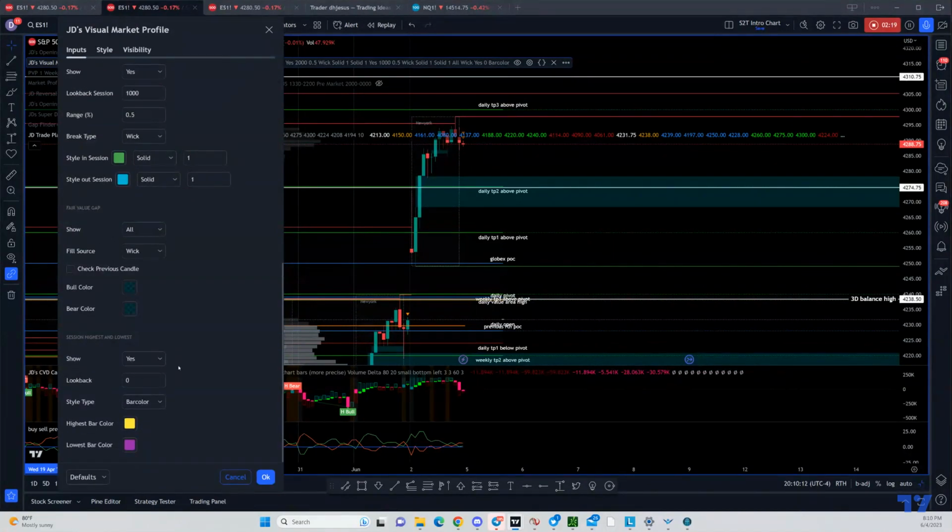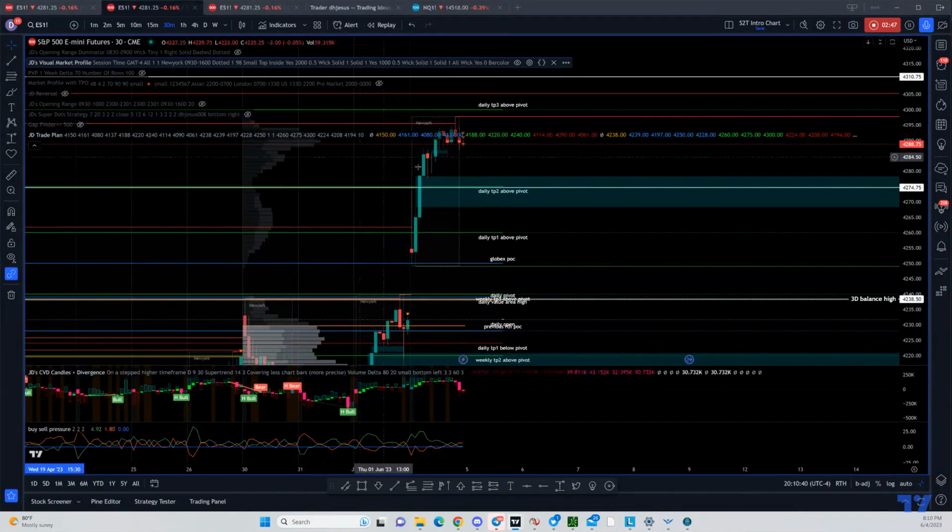Another portion of the tool is coloring spikes. Spikes are basically single prints that will form at a session close, and it will only form if we make a new high or a new low in the session. For a new high, it will be yellow. For a new low, it will be purple. All right, so let's get right into our targets.